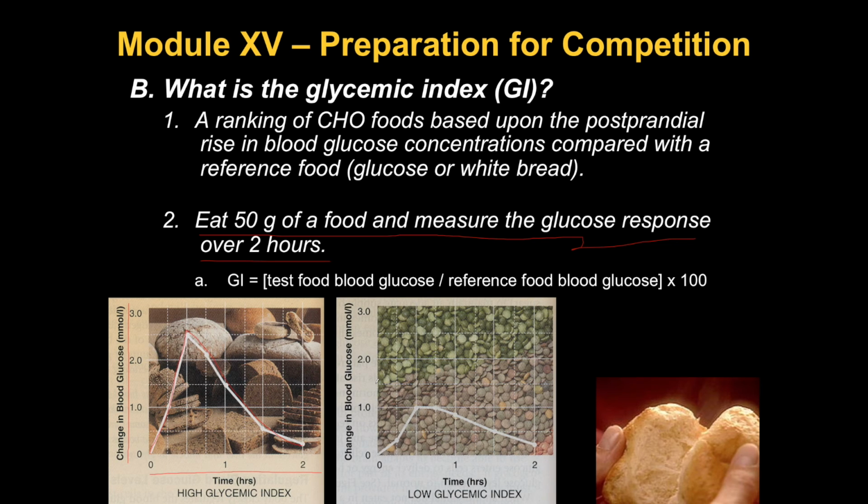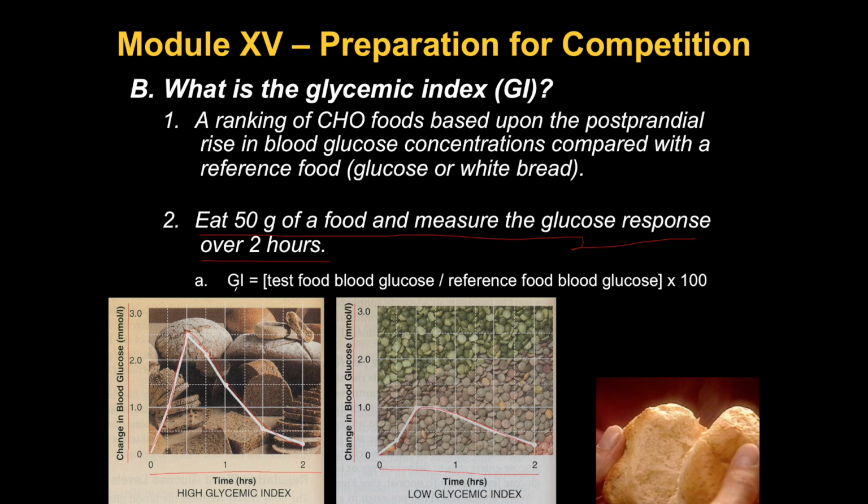Whereas the figure on the right-hand side here, it looks like we were consuming some lentils. On the y-axis, we've got change in blood glucose, and on the x-axis, we have the time in hours. And basically what you see is a slow rise in glucose and then a steady decline over the course of 2 hours. So the food item on the left here had a very high glycemic index because there was a large spike in glucose concentrations, whereas for the food on the right, there was a much lower rise in blood glucose.